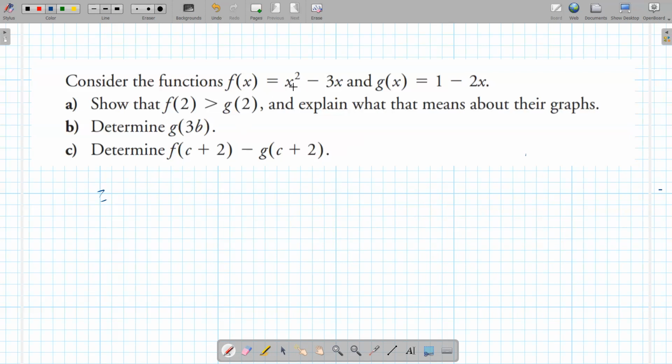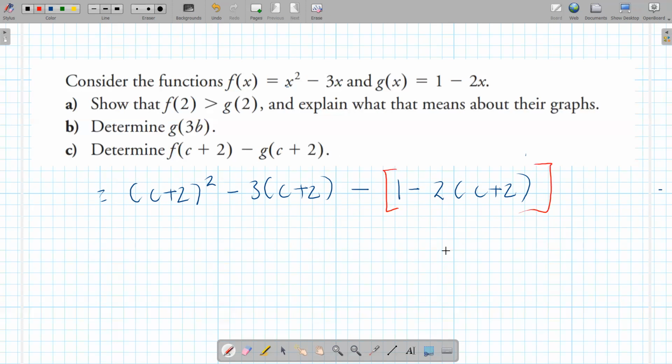So again, f of x is this, right? So f of c plus 2 would be, again, notice, replace this x with what's in the bracket. c plus 2 squared, yeah? Minus what? 3 times c plus 2, with the 2 in a bracket. There we go. Minus, now what's g of c plus 2? It's going to be 1 minus 2 times c plus 2, like that. Okay? And whenever you're subtracting something, it's good practice to put a bracket around that term.